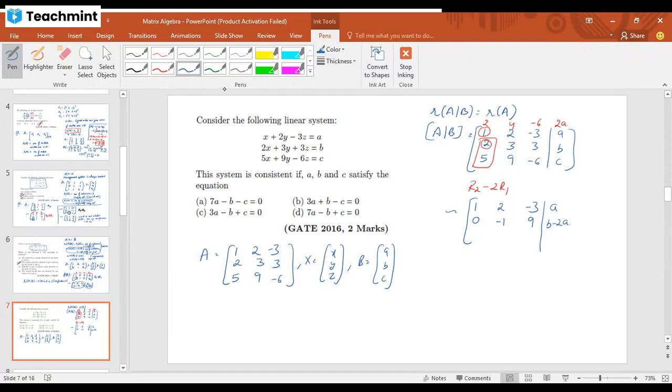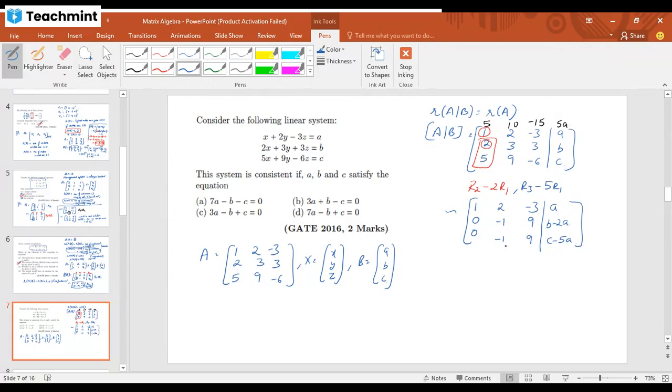And now the next one is, here we have a 5, so the operation will be R3 minus 5 times R1, because here we have entry 1, 5 minus 5 is 0. If we apply this operation, this is 5, this is 10, this is minus 15, this is 5A. So 5 minus 5 is 0, 9 minus 10 is minus 1, minus 6 plus 15 is again 9. This is C minus 5A.